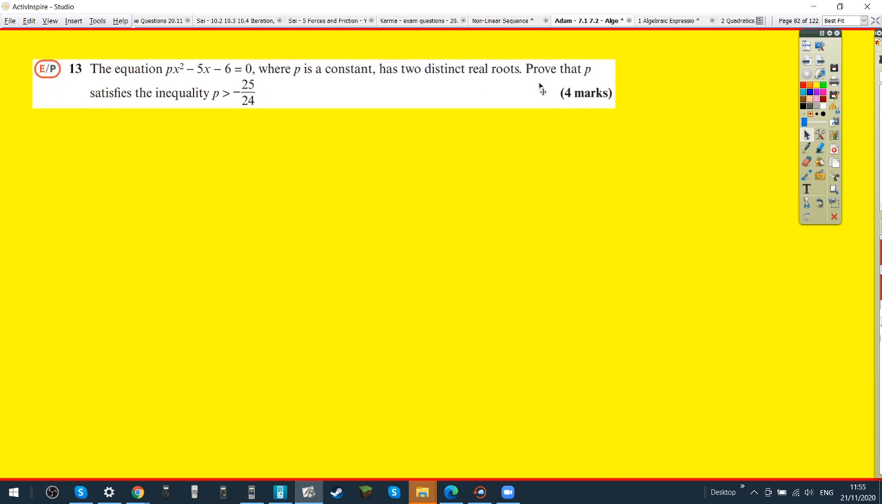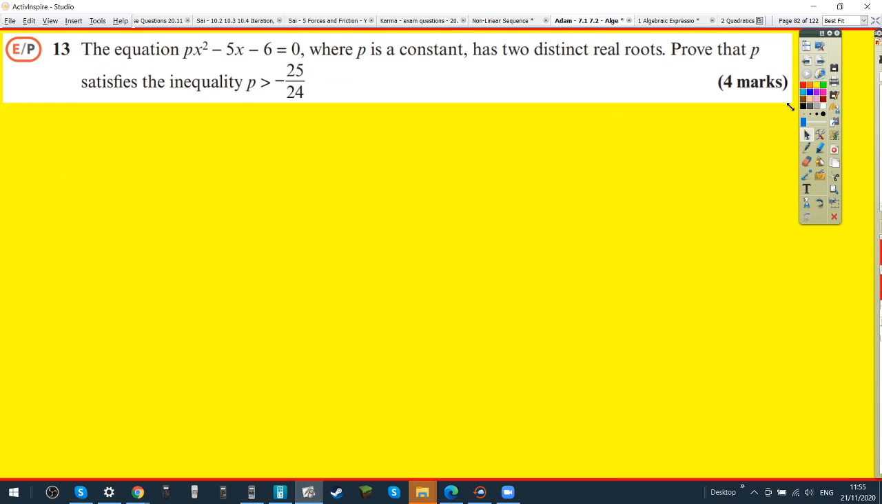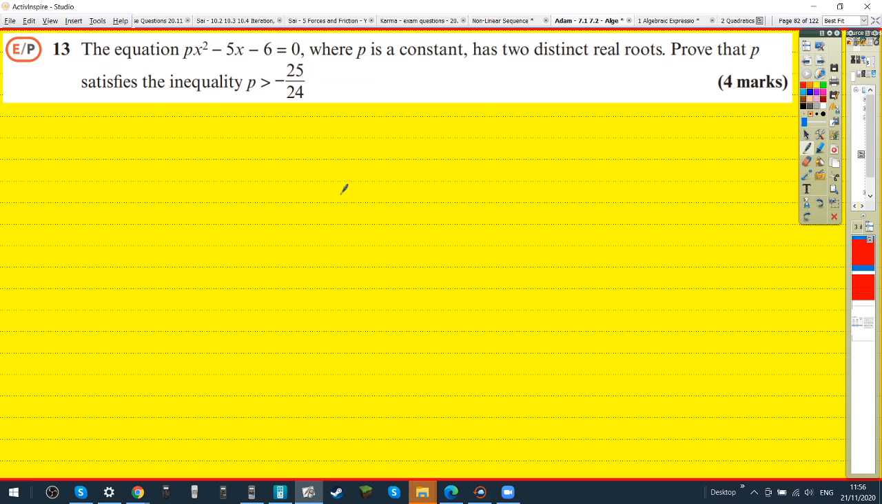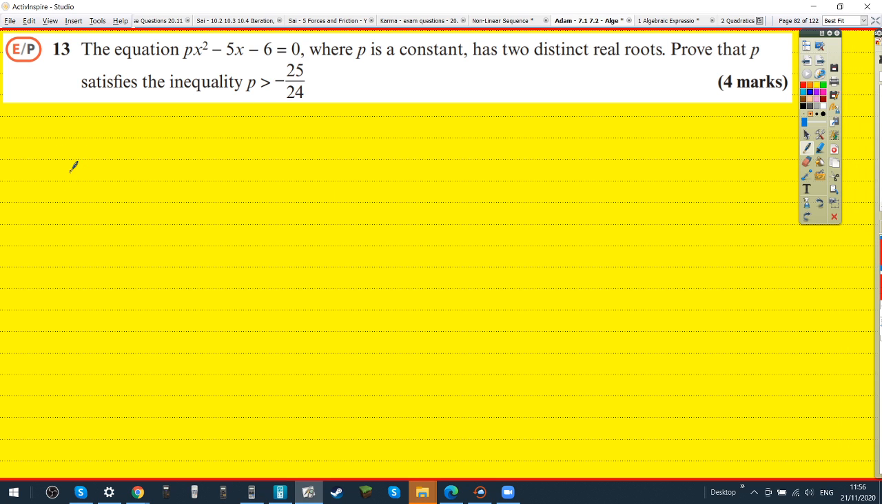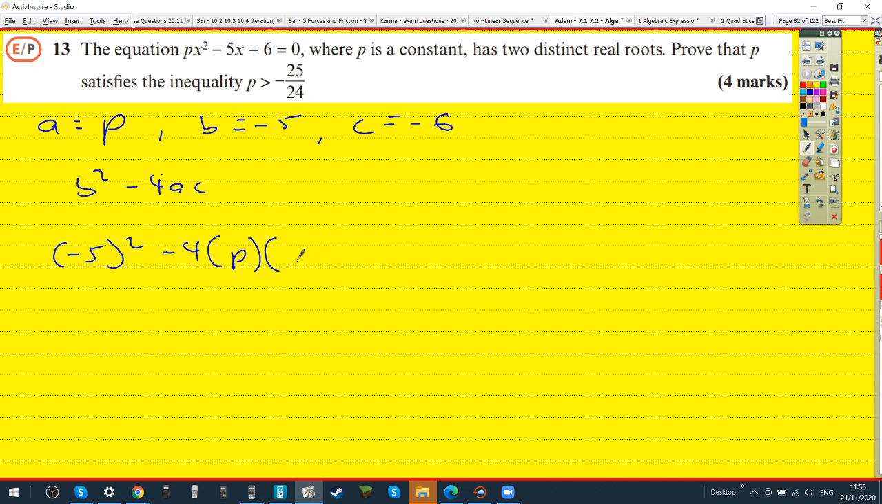How would you start this one? Would you work out what A, B, and C are? So A is P, B is -5, C is -6. And then substitute them into b squared minus 4ac is greater than 0. Well done.